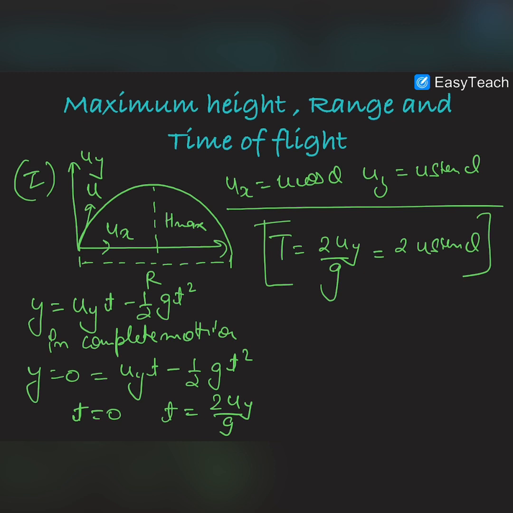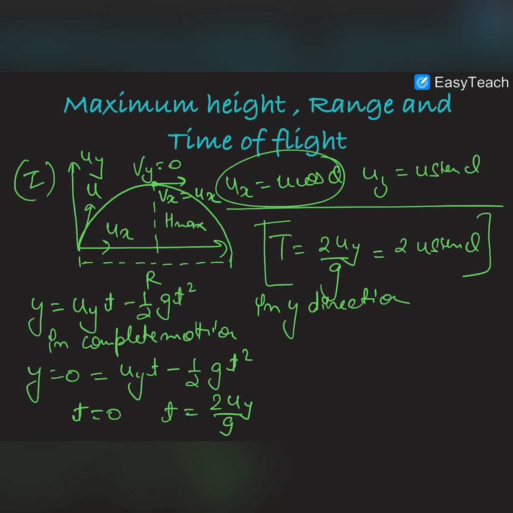Now to obtain the maximum height, let us first of all use the y direction. So in y direction, we know that at the top point, at this point, vy is 0, but vx is equal to ux, because we have already discussed this fact that in the projectile motion, at all instants of time, the x component of velocity will remain constant. So at the top point also, the x component of velocity would be ux, which is u cos theta.